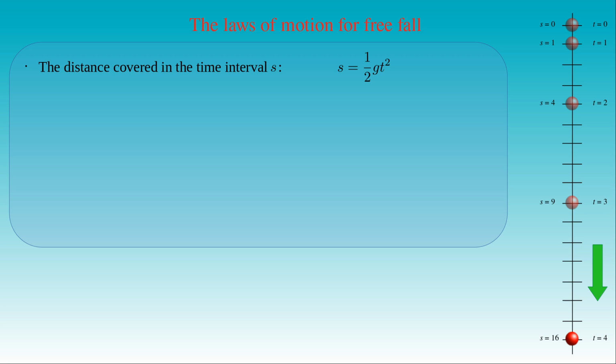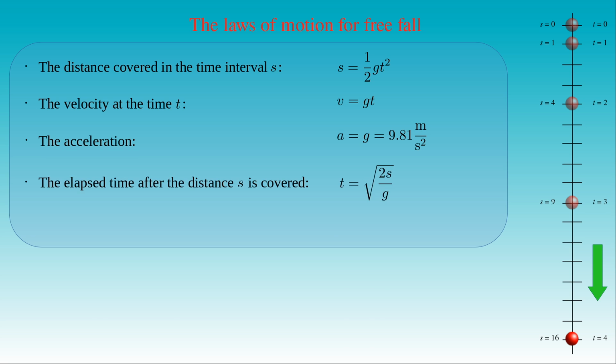The instantaneous velocity v of a free-falling body is directly proportional to the time t, where the proportionality constant is the gravitational acceleration g. That is, the acceleration of the free-falling body is constant and equal to 9.81 meters per second squared, which we call the gravitational acceleration g. We can also express the elapsed time of the free fall from the first formula. Then we obtain that the time t needed to cover the distance s by a free-falling body is given by the square root of the 2 times the distance s over the gravitational acceleration g.